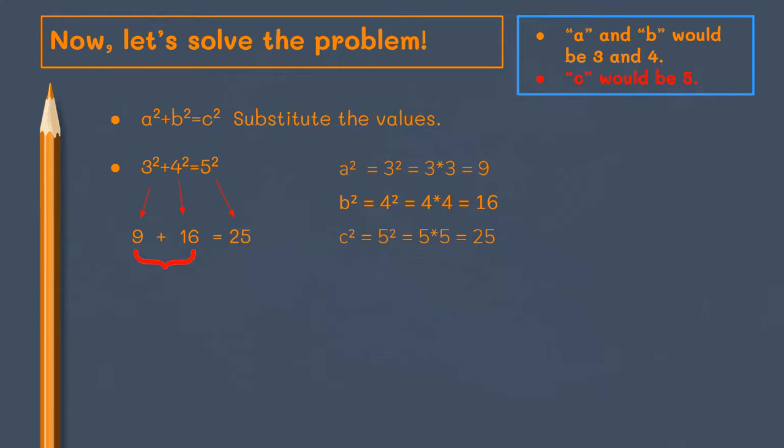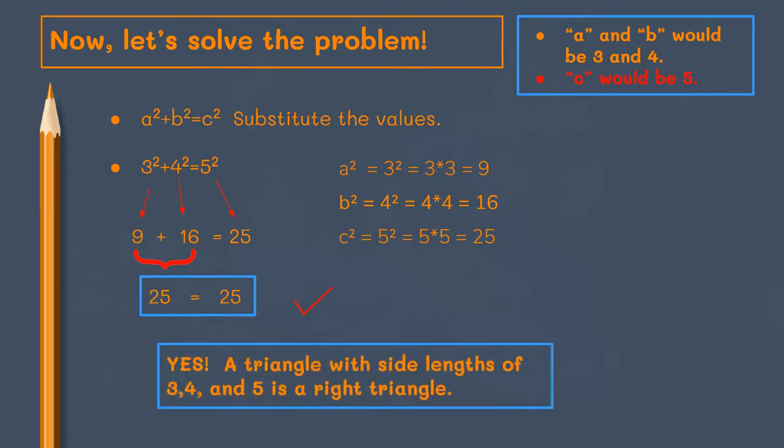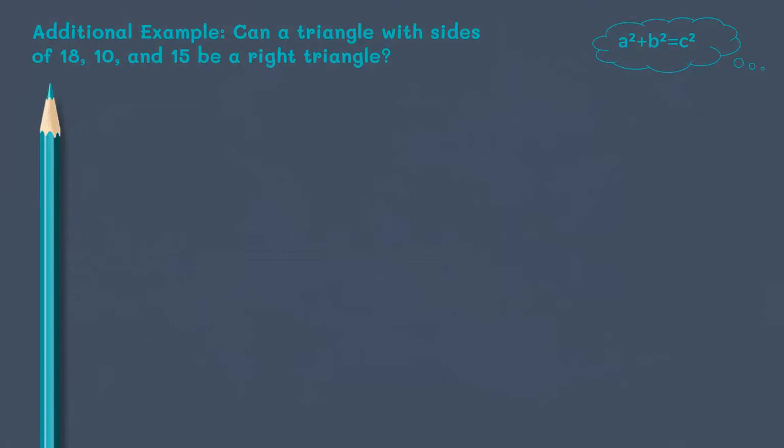The next thing we do is check to see if 9 plus 16 is equal to 25. So 9 plus 16 is 25. It's equal to 25, so yes, we checked it out. And a triangle with side lengths of 3, 4, and 5 is a right triangle. So let's go ahead and move to a different example. Can a triangle with sides of 18, 10, and 15 be a right triangle?